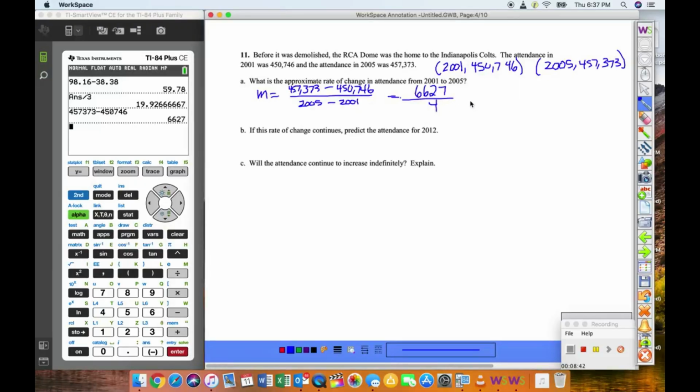over 4. Since they want a rate of change, we'll divide it by the actual 4 and see what's going on. So that is 1656.75. Then we need to throw the label in there. What was upstairs? It was the attendance, and usually that's people. So people per year was the attendance in that situation, and the attendance went up.